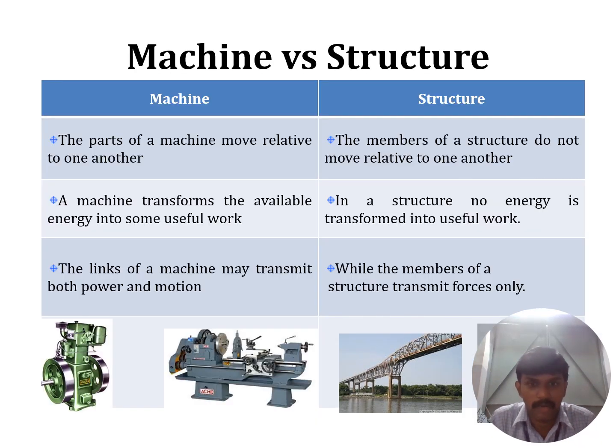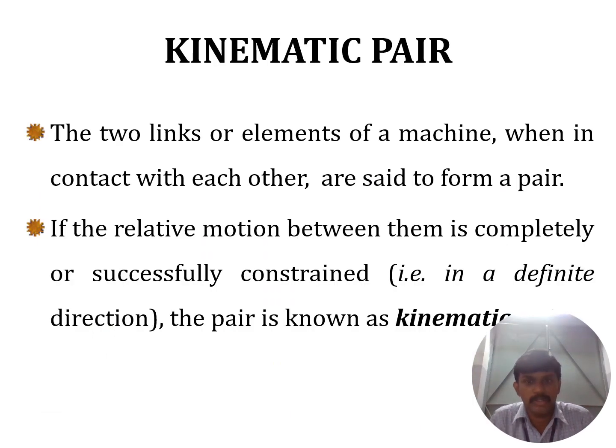Next, what is the difference between machine and structure? In a machine, the parts move relative to one another, and in a structure there is no relative motion. A machine transforms energy into useful work. A structure has no energy transformed into useful work; it withstands the load.